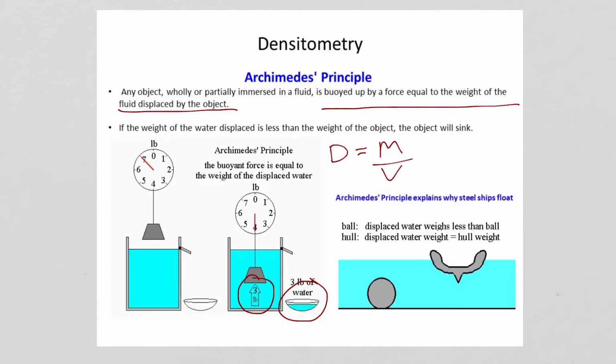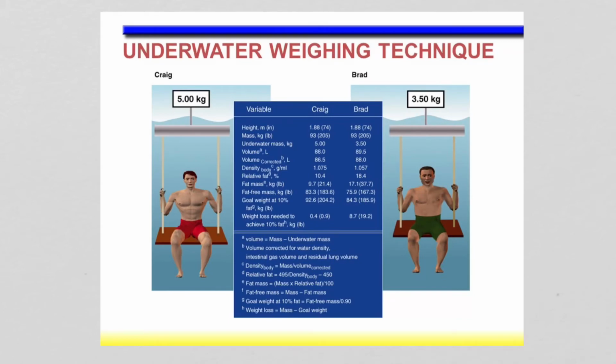And that's shown in the lower right, where you can see a steel ball will sink because the displaced water weighs less than the ball. However, a ship with this hull will float because the volume of water you're displacing is actually going to weigh more than the ship itself. So that's Archimedes' principle and a way to look at density and the relationship between mass and volume. So let's take a look at how we might use that in actual underwater weighing of humans.